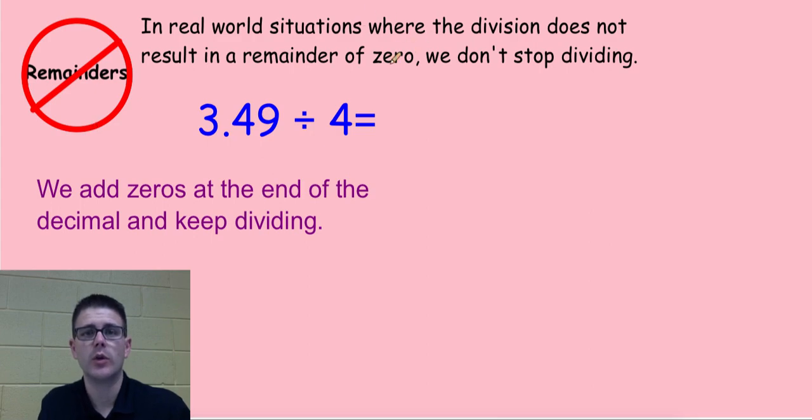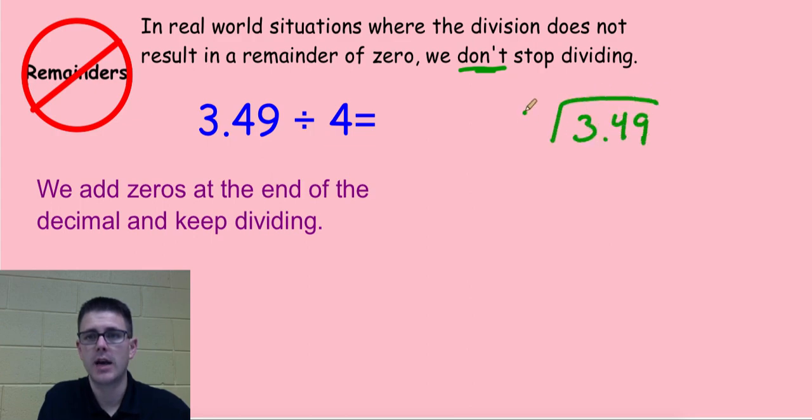Okay? So in real-world situations where the division does not result in a remainder of 0, you're not left with 0 at the end after bringing everything down, we don't stop dividing. Okay, so let's see this in action. 3.49 divided by 4. First number goes on the inside, second number on the outside. Decimal slides straight up into our answer, and now we just start to divide.